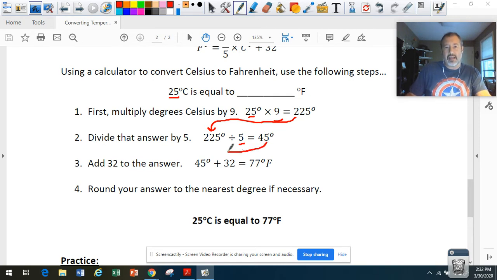So once we get that answer, we're going to take that answer and add 32 to it, which gives us 77 degrees Fahrenheit, which is our final answer. But if we were to come up with any type of decimal, make sure we round that to the nearest degree if necessary. So we know that 25 degrees Celsius is equal to 77 degrees Fahrenheit. So let's try a couple here on our own now.